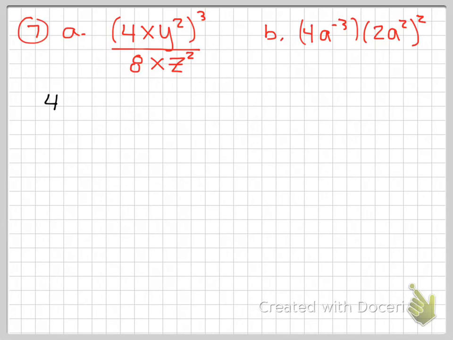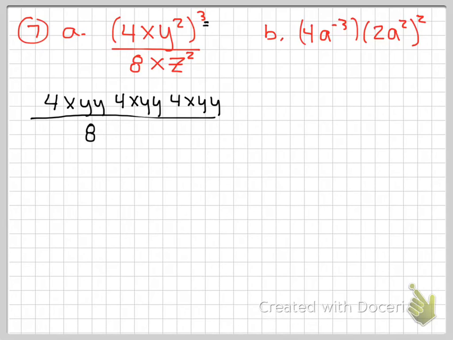So in this case, I have 4, I have an x, I have a y, and I have a y. But I have 3 sets of these, so I have to write it out again. 4x, y, y, 4x, y, y. On the bottom, I have 8, I have x, and I have 2 z's. Well, if I start canceling out, or dividing out, x divided by x is a 1. Looks like 4 goes into 4 one time, 4 goes into 8 2 times. I can do that again. Looks like 2 goes into 2 one time, and 2 goes into 4 2 times.